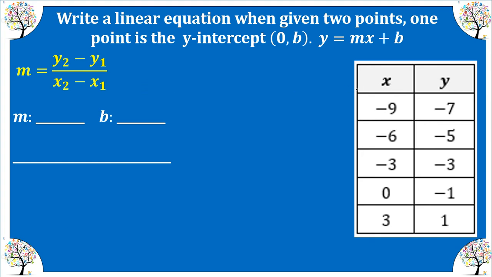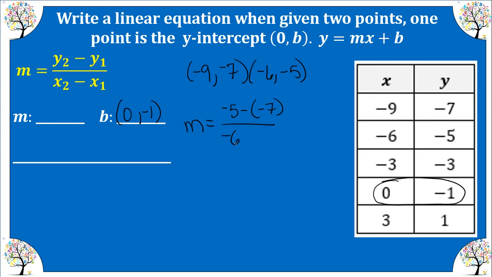Okay, in this function table, I'm looking to see if I have the y-intercept, and I do. 0, -1. I'm going to use the first 2 points, and we're going to find slope. y2 minus y1 over x2 minus x1.